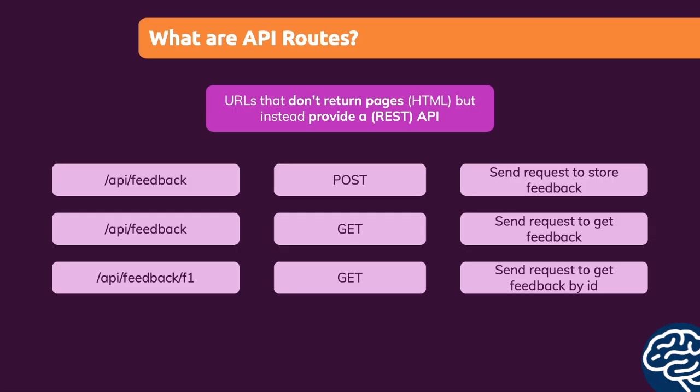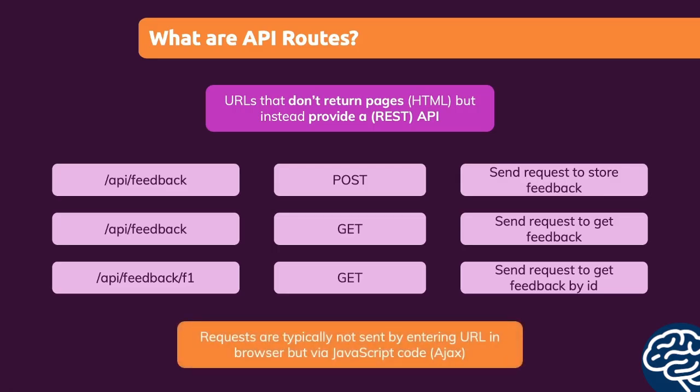And those API routes, therefore, don't exist to be entered in the URL typically, but instead to be triggered via JavaScript code, via AJAX requests. So we as a developer add certain code to our page that sends these behind the scenes requests, you could say, to our API to store or fetch data.